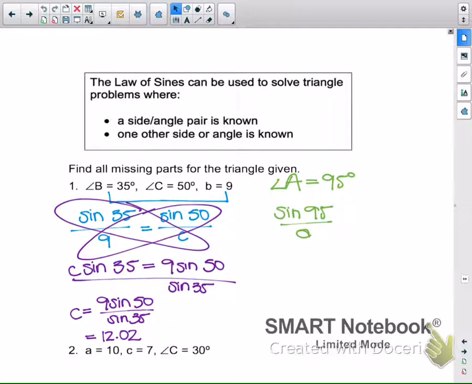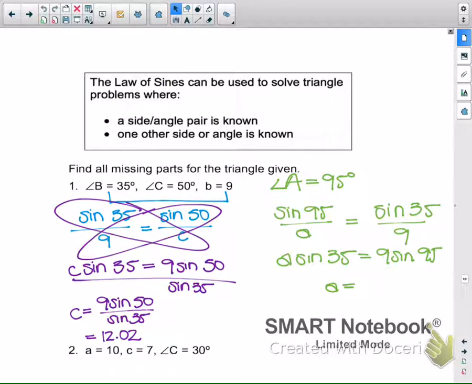Now, you know me well enough at this point in the year to know this. If you were me, which other side and angle pair would you be using now? B. Why? It's given, and we know there's no mistakes in it. I'm always going to be safe if I can. So I set up sine of 35 over 9, and I cross multiply again. That one's going to give me a sine of 35 is equal to 9 sine of 95, and then I divide both sides by the sine of 35.